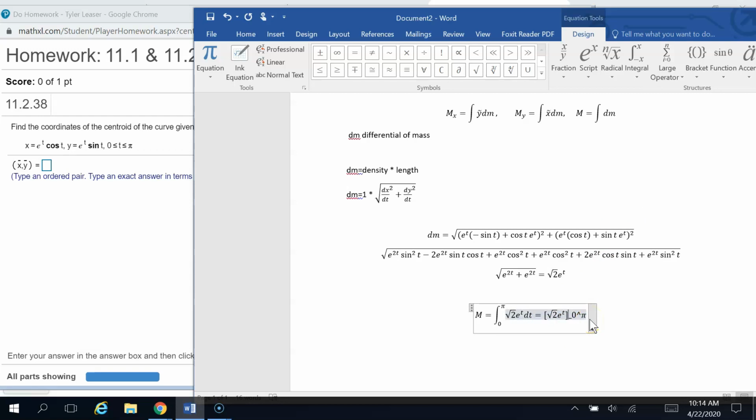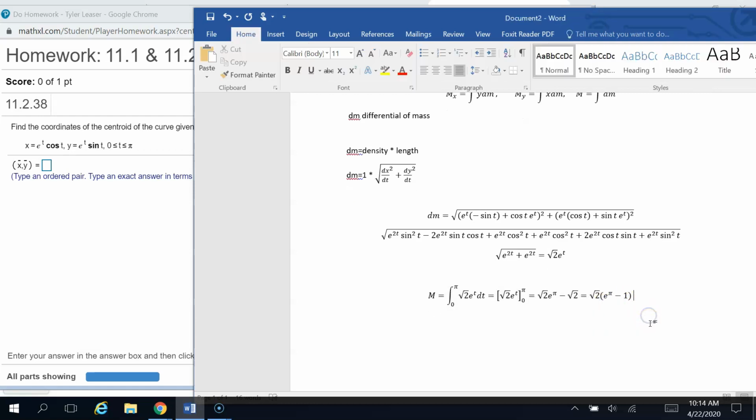All right, cool. So when you plug in pi into this, you're just going to get square root of 2 e to the pi. Minus, when you plug 0 into this, you're just going to get square root of 2. And unfortunately, you're just kind of stuck with it like this. You could factor out the square root of 2 if you really wanted to. I don't know if it's going to help too much, but you might as well. So square root of 2 times e to the pi minus 1. All right, so that is the total mass of my wire.